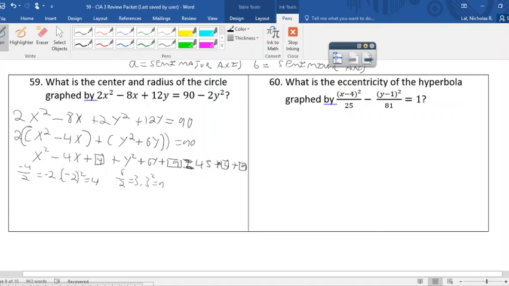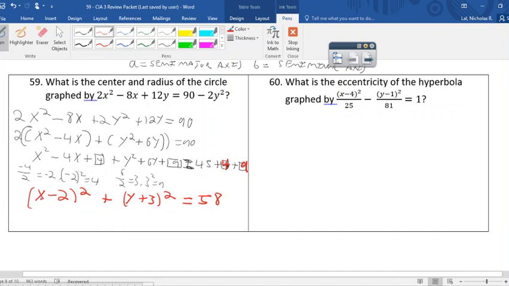So that's a 4. Let me change my color. So this is a 4. This is a 9. Okay? This is going to factor into (x minus 2) squared plus (y plus 3) squared is equal to 58. 45 plus 13 should be equal to 58. 45 plus 4 is 49, plus 9 is 58, yeah.